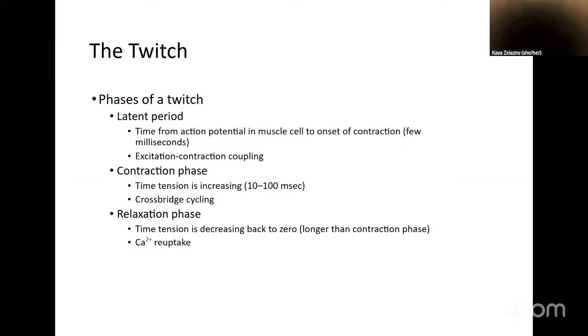Then at the end of the twitch, with the full twitch visible, we're going to have our relaxation phase. So we are going to be decreasing that tension in the muscle back to zero. This actually takes longer than it took to contract in the first place. Relaxing is actually kind of hard. Okay? During this relaxation phase, we should be taking our calcium back into the sarcoplasmic reticulum, so it's not swimming around in our cytoplasm trying to get us to keep cross-bridge cycling.